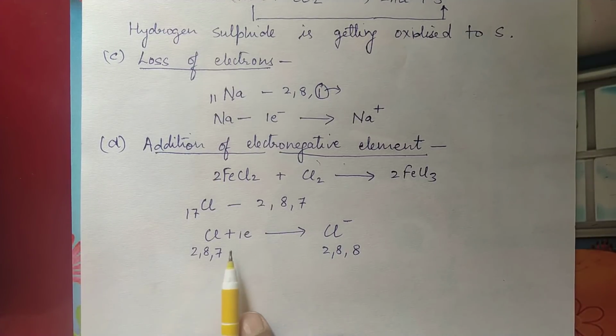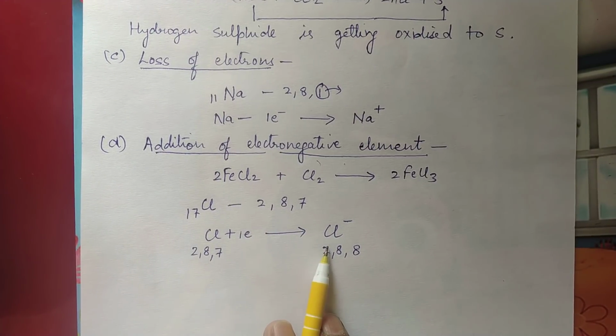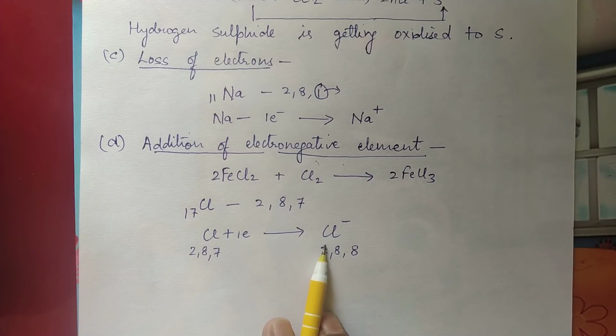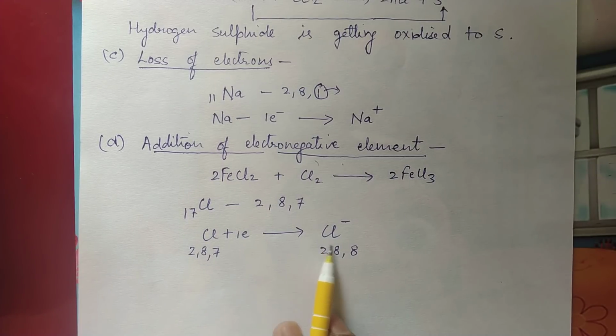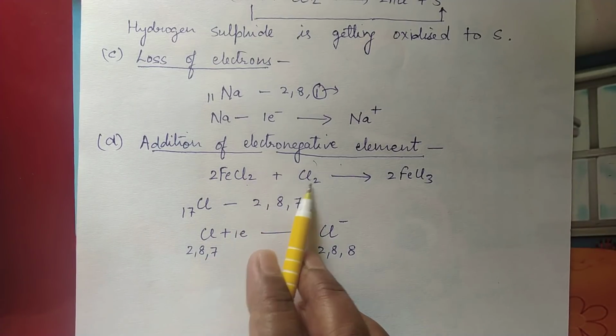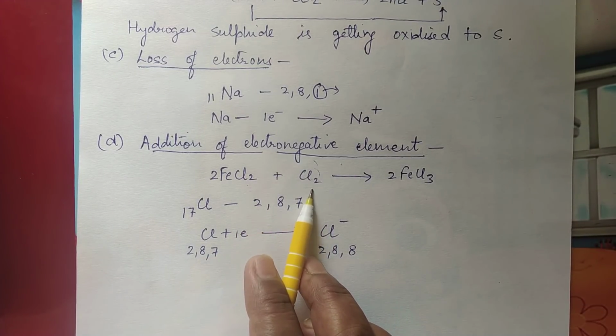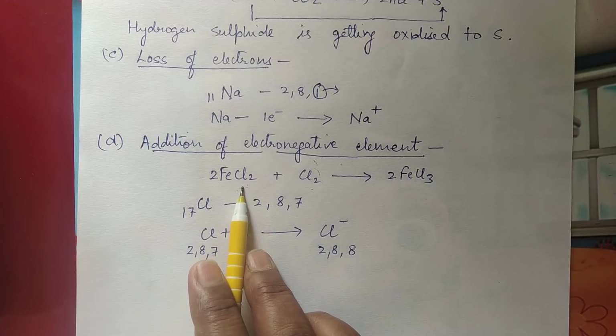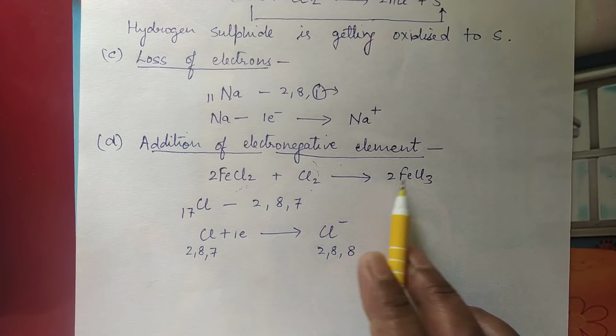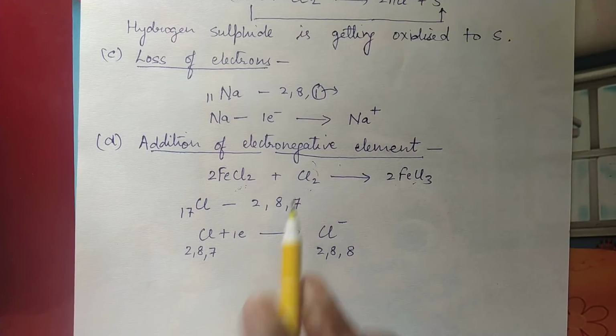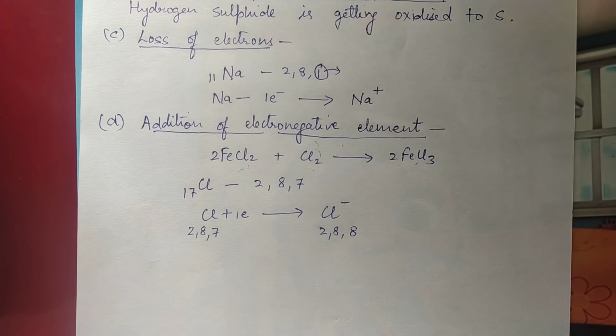Such elements which gain electrons and form negative ions are known as electronegative elements. So if in any reaction there is addition of an electronegative element, here chlorine getting added to ferrous chloride, and after addition ferric chloride is formed, this is an addition of an electronegative element, and addition of an electronegative element to some substance is considered to be an oxidation reaction.